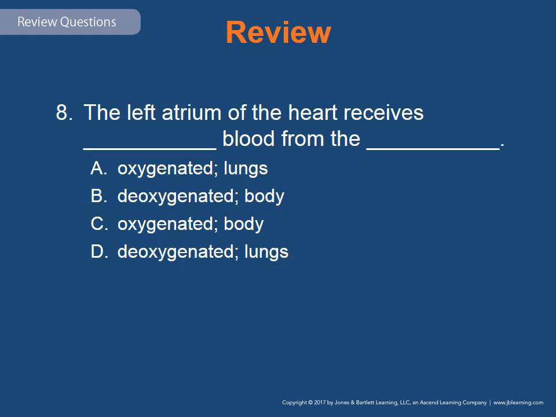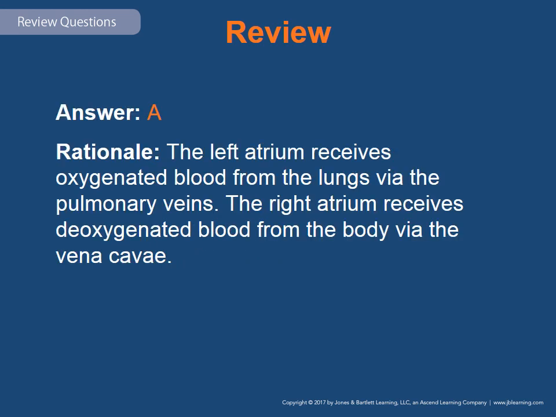The left atrium of the heart receives blank blood from the blank: oxygenated from the lungs, deoxygenated from the body, oxygenated from the body, or deoxygenated from the lungs? A. The left atrium receives oxygenated blood from the lungs via the pulmonary veins. The right atrium receives deoxygenated blood from the body via the vena cava.